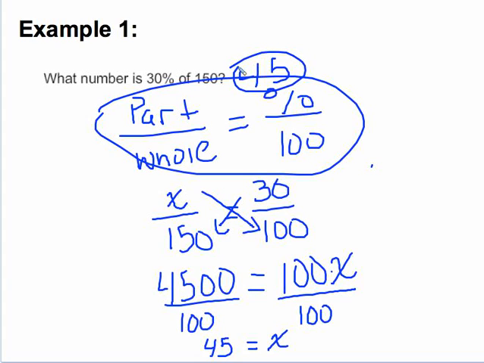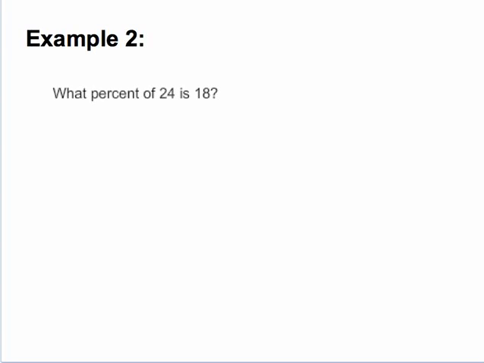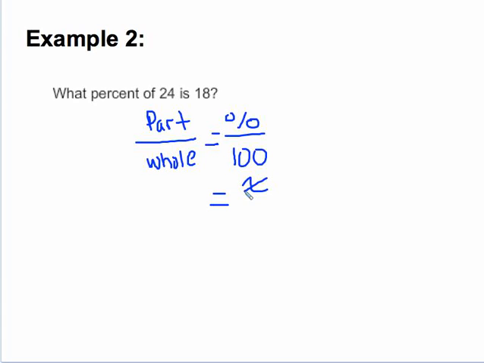Okay, let's try another example. Example 2. What percent of 24 is 18? I look at this problem and right away I know that I am missing the percent, so I just need to figure out what is the part and what is the whole. Again, the percent proportion is part over whole is equal to the percent out of 100. In this case, I know I'm missing the percent, so that's what my variable will stand for, and I know that it's out of 100.